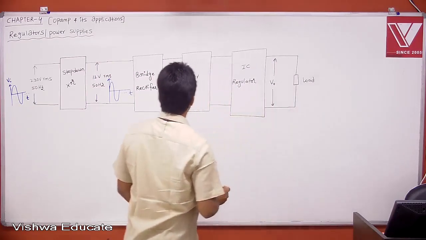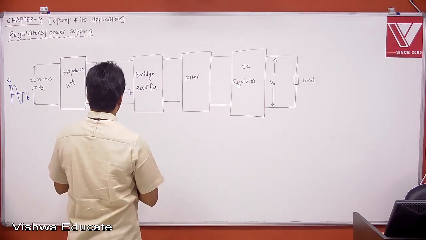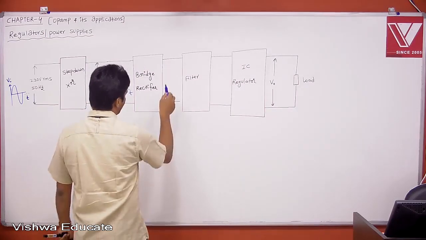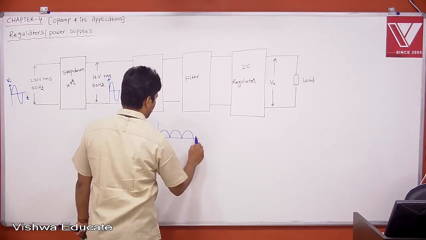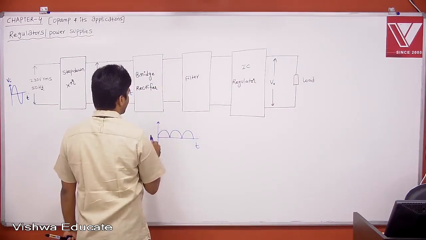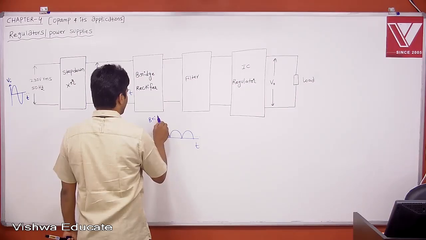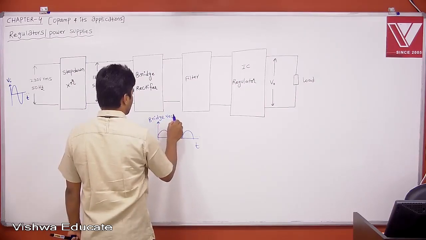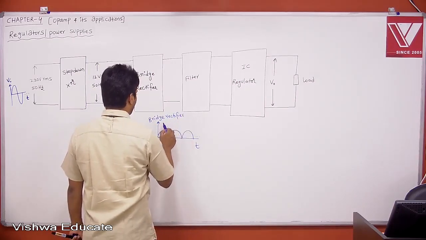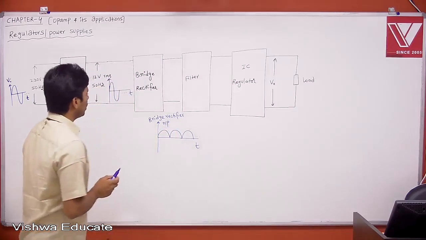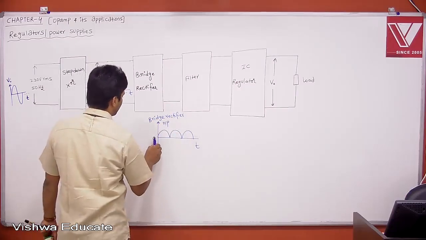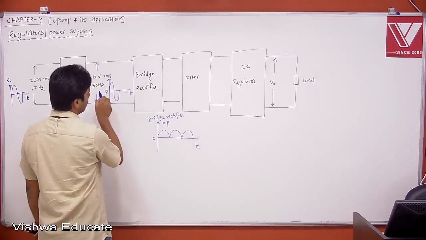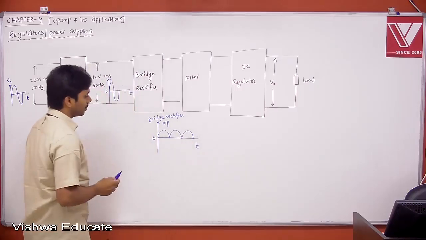Now if you ask me what the output voltage is here, after the bridge rectifier, the voltage will be something like this, continuously going. This is your bridge rectifier output. Once the sine wave is converted like this, the average value, whereas here the average value is 0, now the average value will be 2 Vm by pi. That is what you will get.